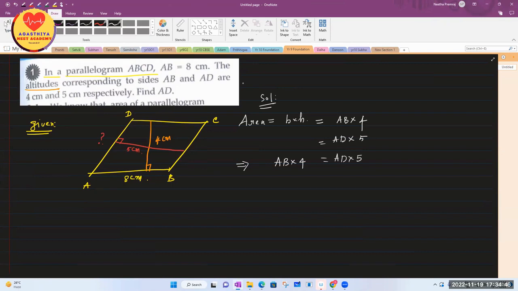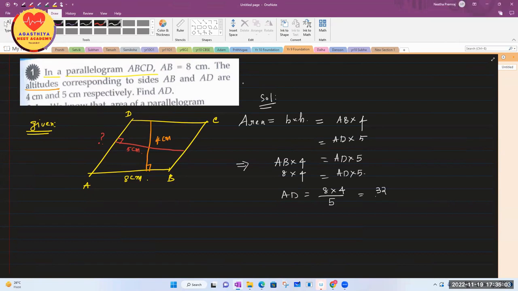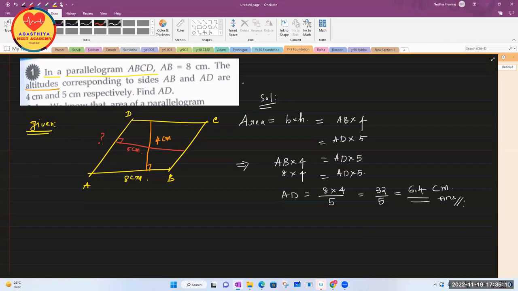AB is 8. So 8 into 4 is equal to AD into 5. We don't know AD, so AD is equal to 8 times 4 divided by 5, that is 32 divided by 5, which is 6.4 centimeter. Okay, you got it, guys? Make a note of it. We will move to next sum.